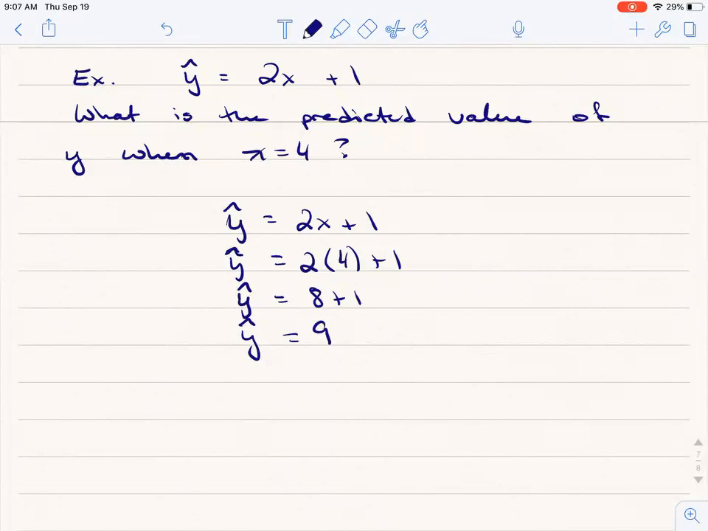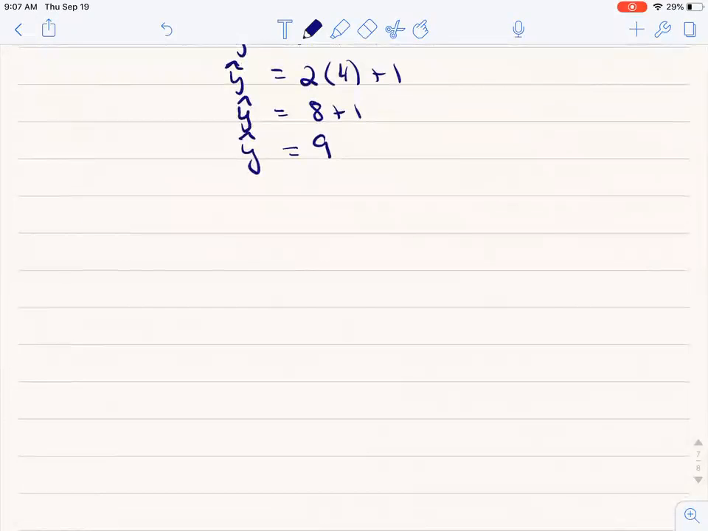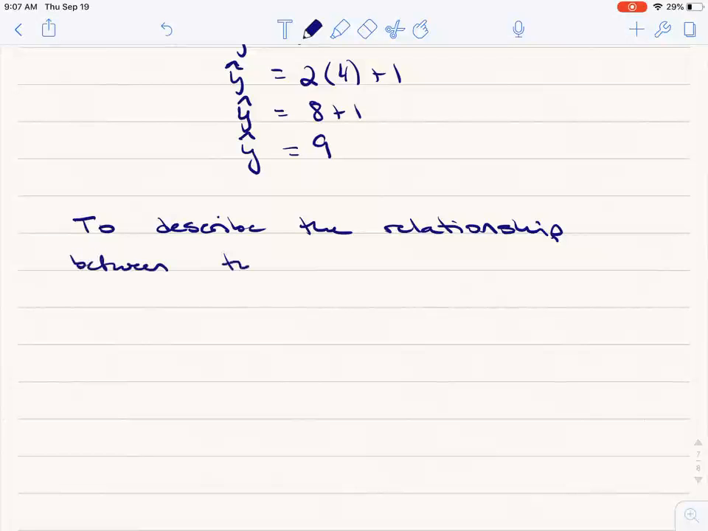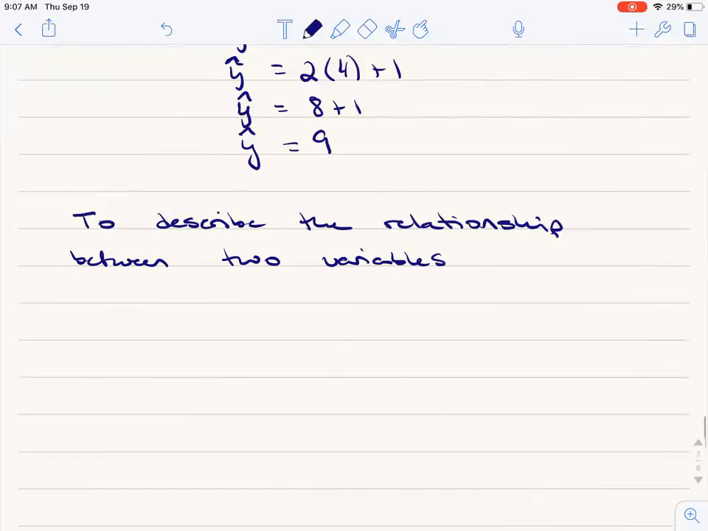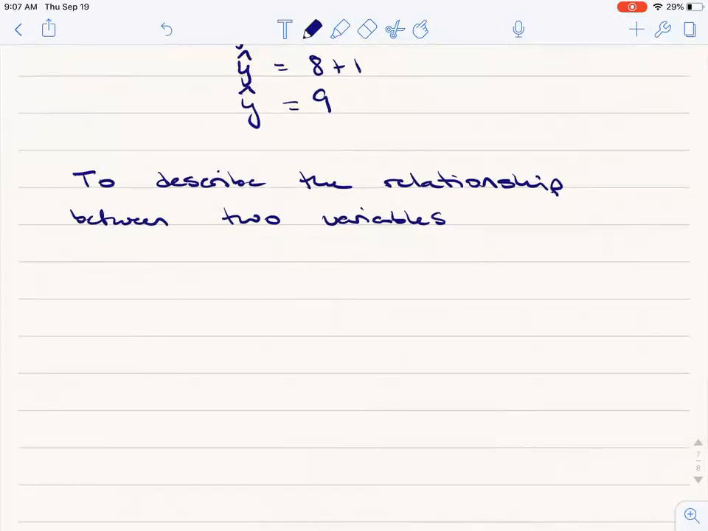Okay. So when I give you a scatter plot, you should be able to describe the relationship. That's kind of the basics of regression, describing the relationship between two variables. So to describe the relationship between two variables, we need to discuss three things.